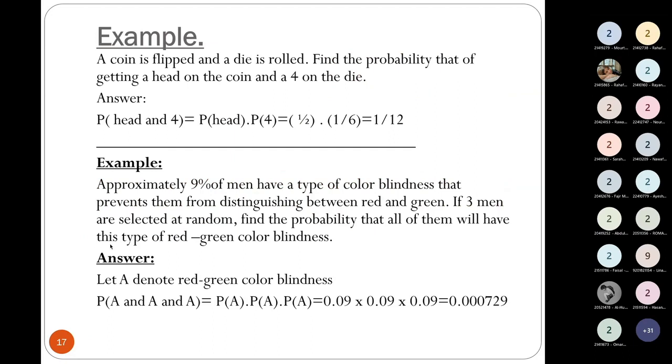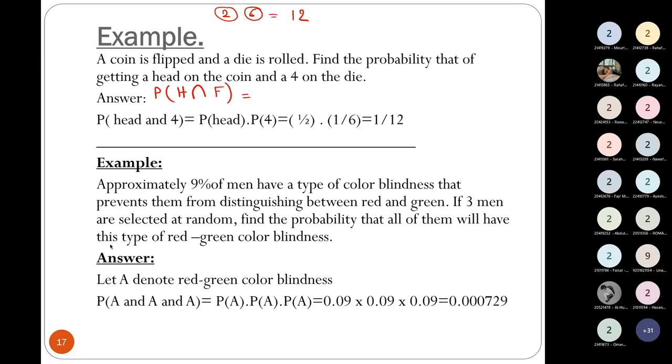The coin is flipped and a die is rolled. So we have a coin with 2 outcomes and a die with 6, so all outcomes equal 12. The sample space equals 12. Find the probability of getting a head on the coin and, meaning intersection, a 4 on the die.